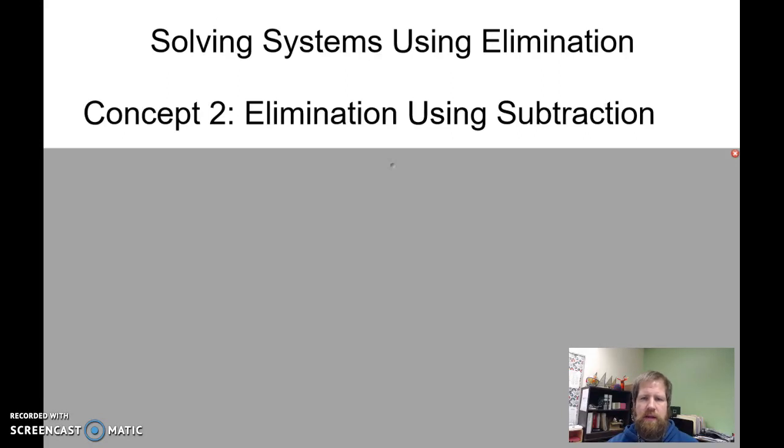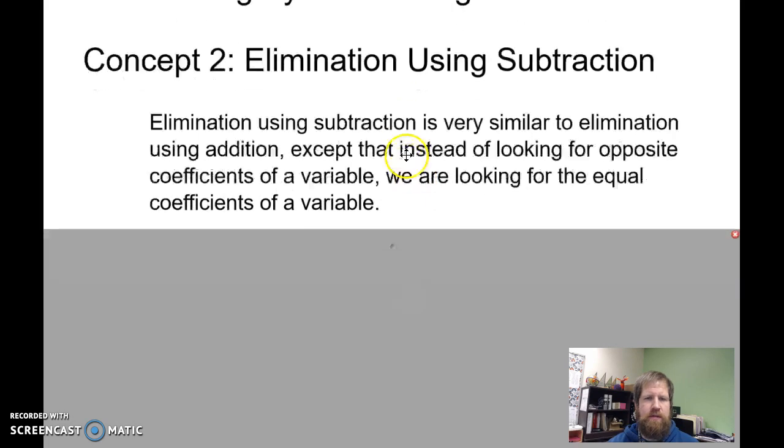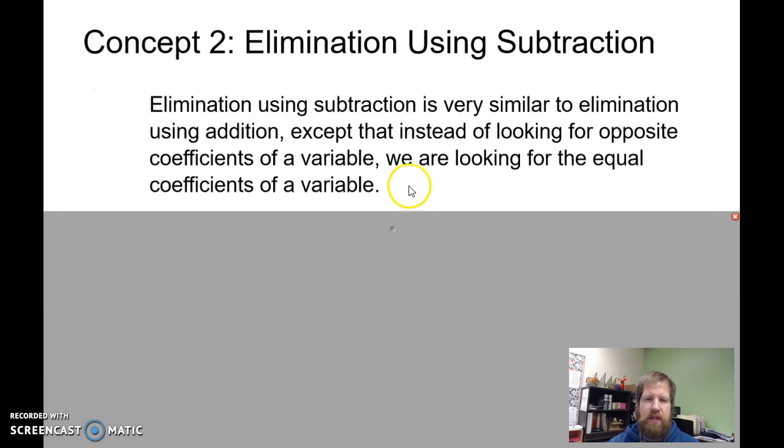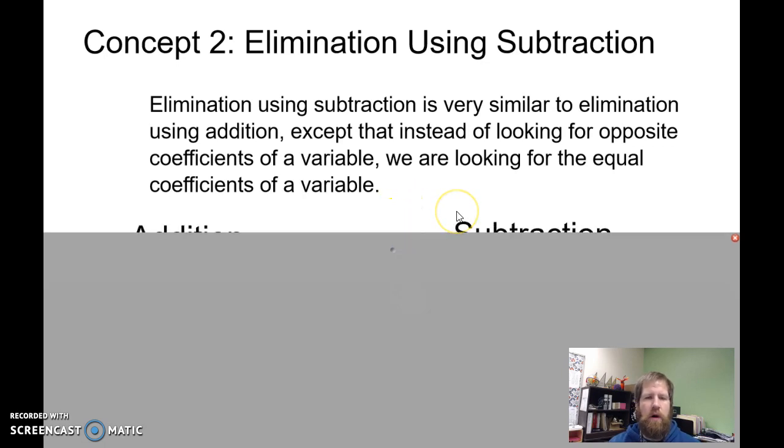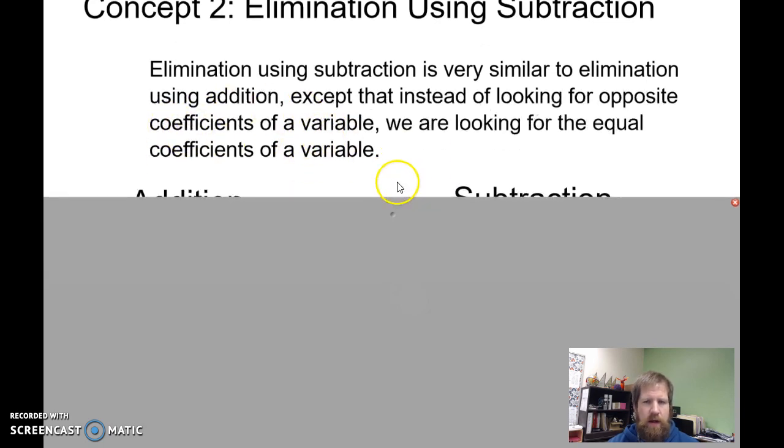Concept 2, elimination using subtraction. So elimination using subtraction is pretty much the same as elimination using addition. The only thing is, instead of looking for opposites, so we have 2x and negative 2x, so when we add them together they disappear, we're looking for the same values, or the same coefficients of that variable.